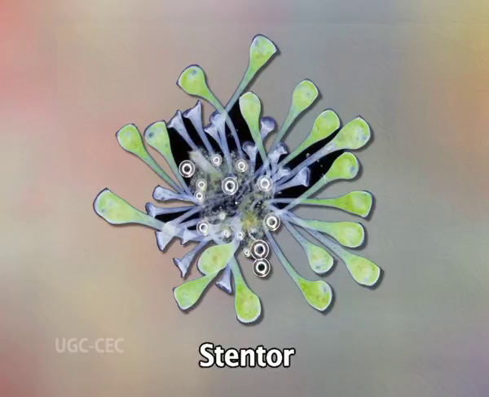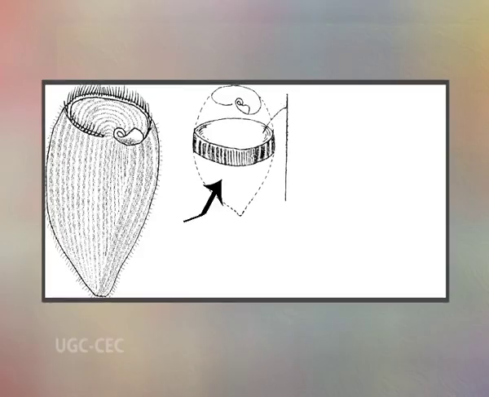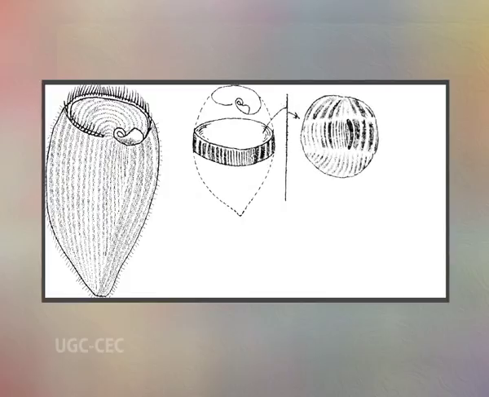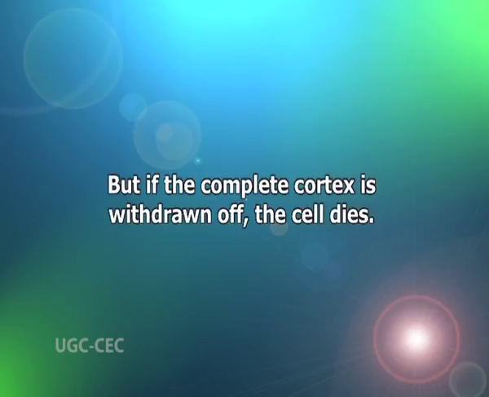Very small segments of Stentor and Spirostomum are capable of reconstitution, in which ectoplasm plays an important role. Experiments showed that when nearly all of the endoplasm of Stentor is withdrawn through a surface incision, leaving cortex and nucleus, endoplasm is restored eventually, resulting in normal growth. But if the complete cortex is withdrawn, the cell dies.